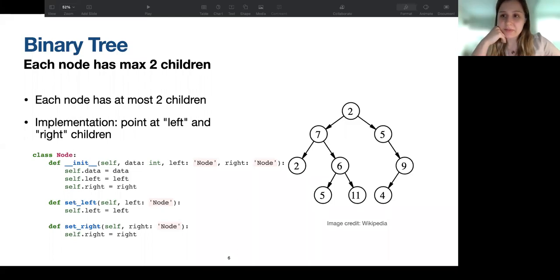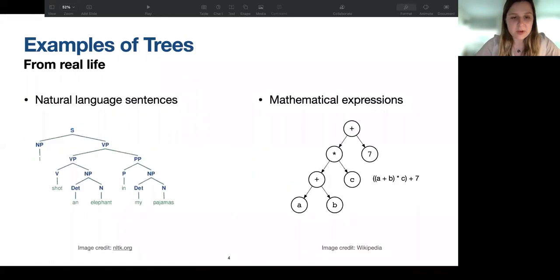So this makes the implementation a little bit easier in a way, because instead of storing a list of an arbitrary number of nodes, we can just store 2 pointers, a pointer to the left child and a pointer to the right child. And we know that that would be it. By the way, going back to my real life examples of trees, you might notice that both of them are actually binary trees.